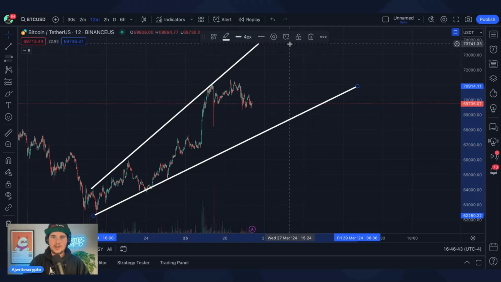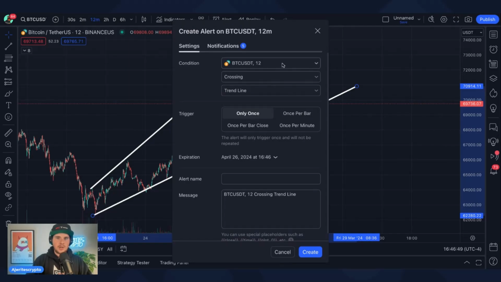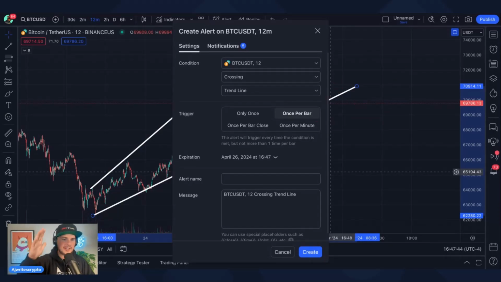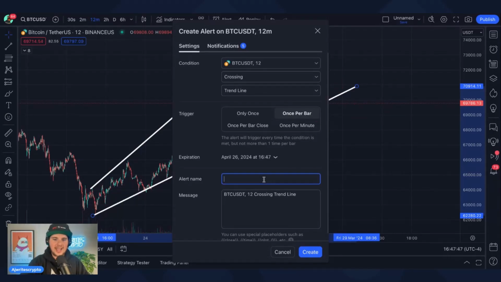But what about the alarm? Right here, we'd click on this little clock. Click on the clock, add alert. You don't click any of this, because you want the alarm to go off when it's crossing the trend line. If you have the trigger on only once, you'll get an email or a text message when this alarm goes off, but it will only go off one time. So you want to have it set on once per bar. Every time price action crosses that trend line, you are getting notified, getting an email, getting a text message. You can name it Bitcoin cross. Okay. And then click create.